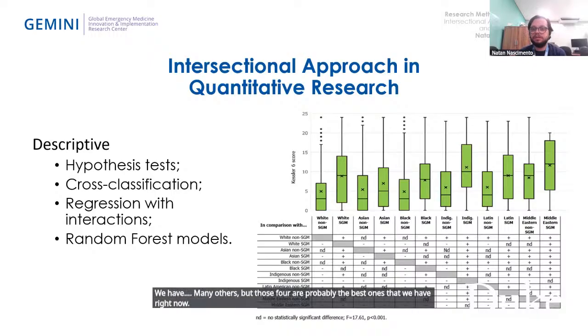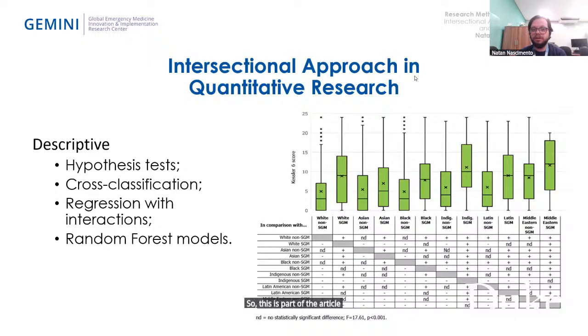So this is part of the article, this figure here, and it's just doing a descriptive analysis. So we have a median for the Kessler score, and it's based on race and sexual or gender minority.